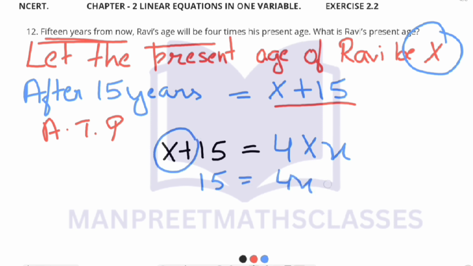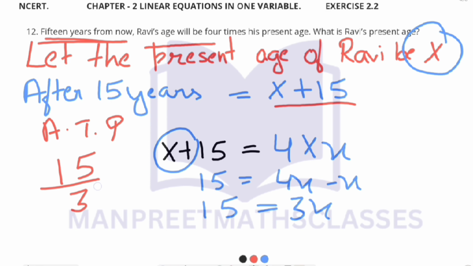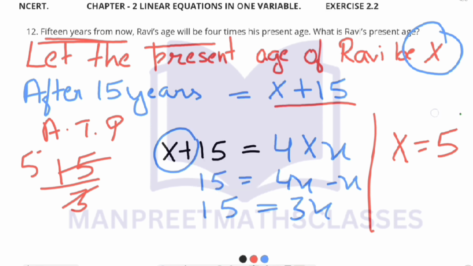This x was an addition, so when it goes to the other side it becomes minus x. So 15 is equal to 3x. 3 is in multiplication, so it will come in division. So 15 divided by 3, how many times will it go? 5 times. So the value of x is 5. And what is the question asking? What is Ravi's present age? This only we need to calculate. So we calculated the value of x, which is required in this question.